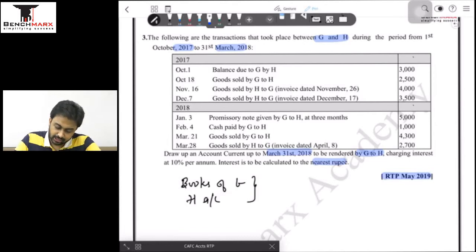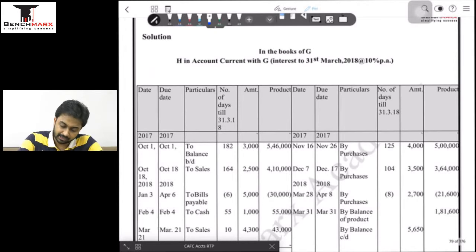Okay. So let us start. Opening balance due to G by H. So H has to pay me. That means H is my debtor. Books of G, it means it is to balance brought down as usual. Here, to balance brought down.